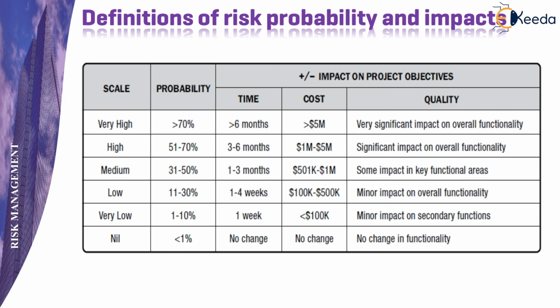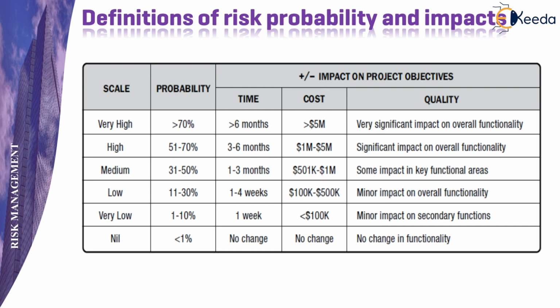PMBOK suggests the following scale of probability and impact with respect to its implications on time and cost. If the probability of the occurrence of a particular risk is less than 1%, there will be no change in time or cost, then the scale is nil. That is, it is not a risk. If the probability is between 1 to 10%, the time delay in the schedule will be about 1 week, and cost impact is less than $100,000. It is said to have a minor impact or a very low risk.